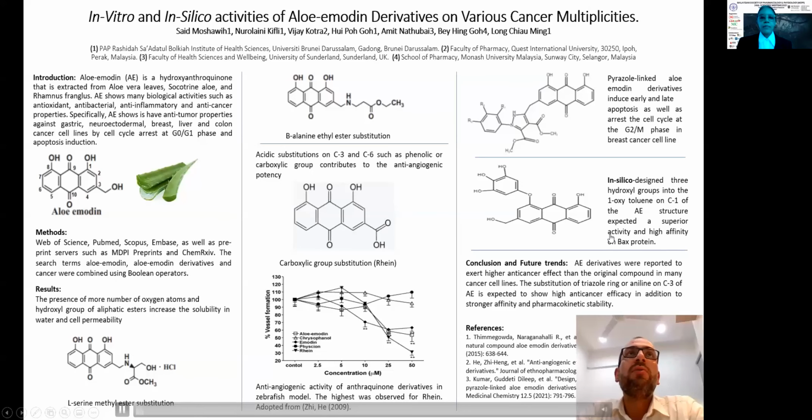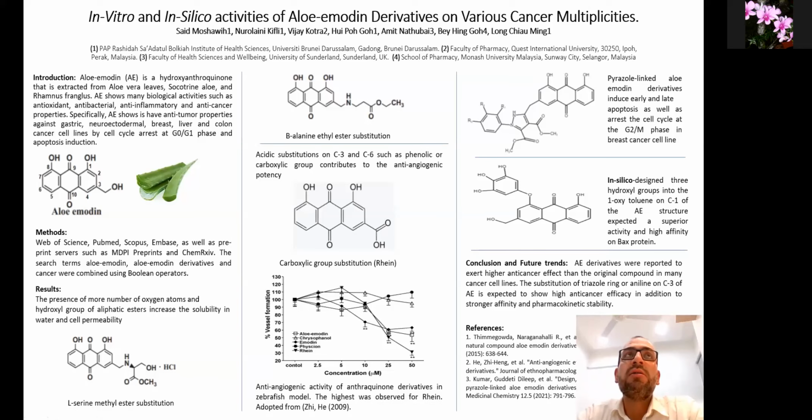Hi everybody, I am Moshawih from University of Brunei Darussalam. My presentation today is about in vitro and in silico activities of aloe-emodin derivatives on various cancer malignancies. Aloe-emodin is a naturally occurring phenolic compound that is extracted from many plants such as aloe vera leaves. Aloe-emodin and its derivatives show in vitro anti-cancer activities on gastric, breast, liver, and colon cancer cell lines by cell cycle arrest and apoptosis induction. In this review, we will try to summarize aloe-emodin derivative activities on cancer and structure activity relationship.